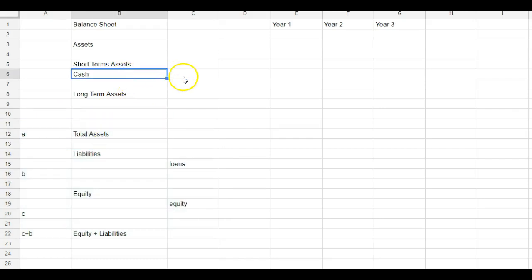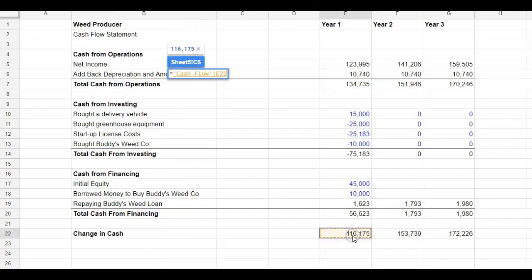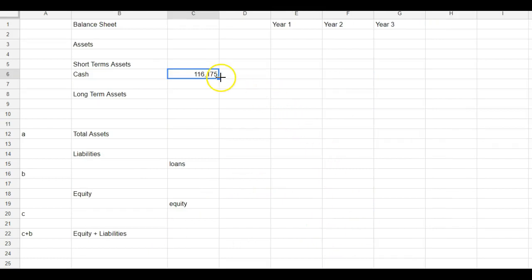All right. Where does our cash come from? Well, our cash comes from our cash flow statement. We already said that the change in cash is what should reflect our bank balance. So we're just going to grab our change in cash. There's our change in cash.